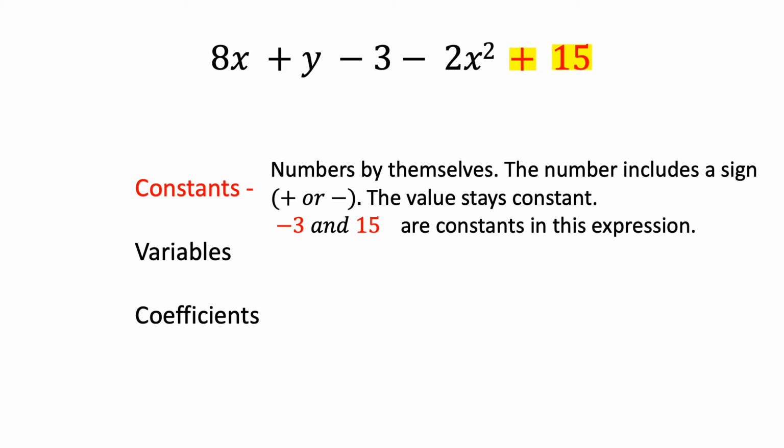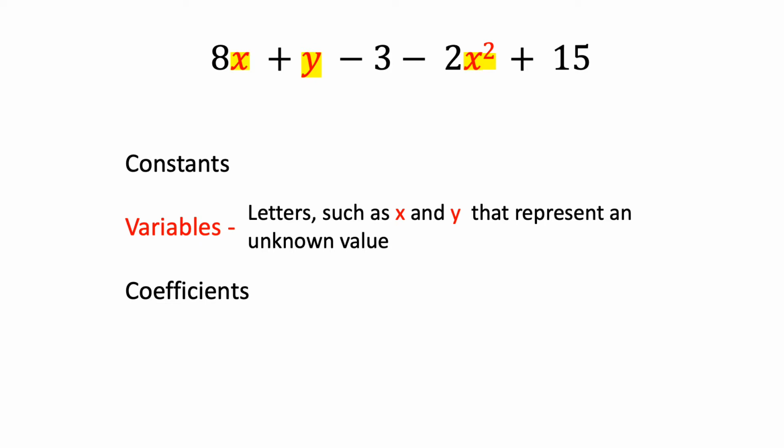Look at the constants, the numbers by themselves. These are negative 3 and positive 15. A constant is just a number that is standing alone. It's constant because its value is always the same. It doesn't change. Variables are letters, such as x and y, that represent an unknown value.